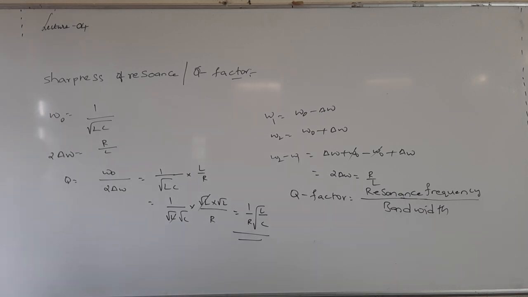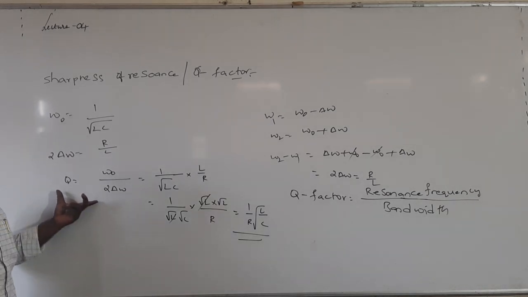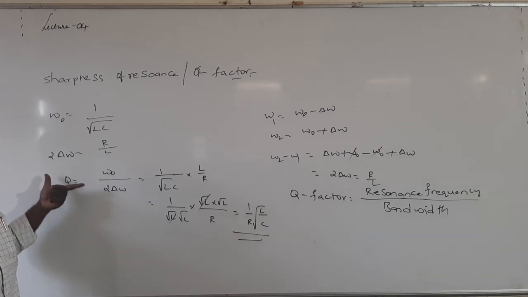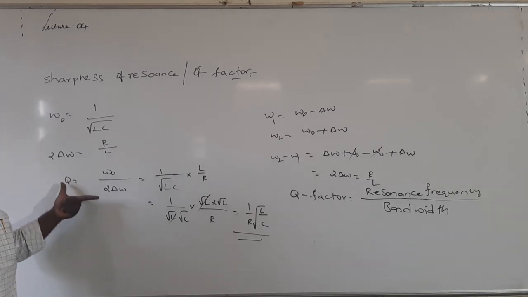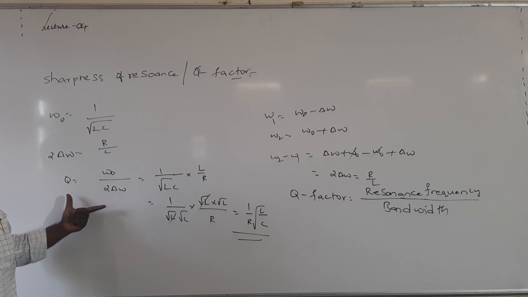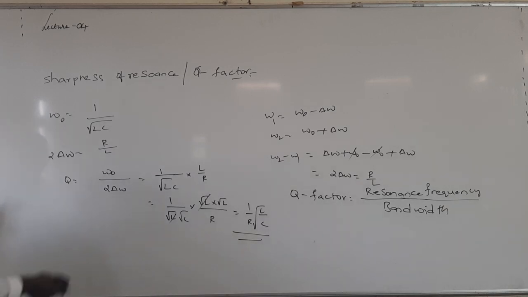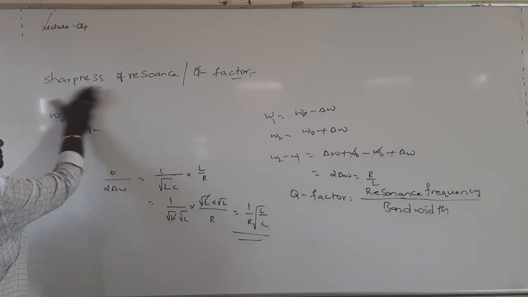Sir, why are we finding the quality factor? What is the significance of sharpness of resonance? Now we are going to discuss that. So this is about the derivation part. We are getting sharpness of resonance, or Q factor, by using the half power points. Then what is the use of sharpness of resonance?